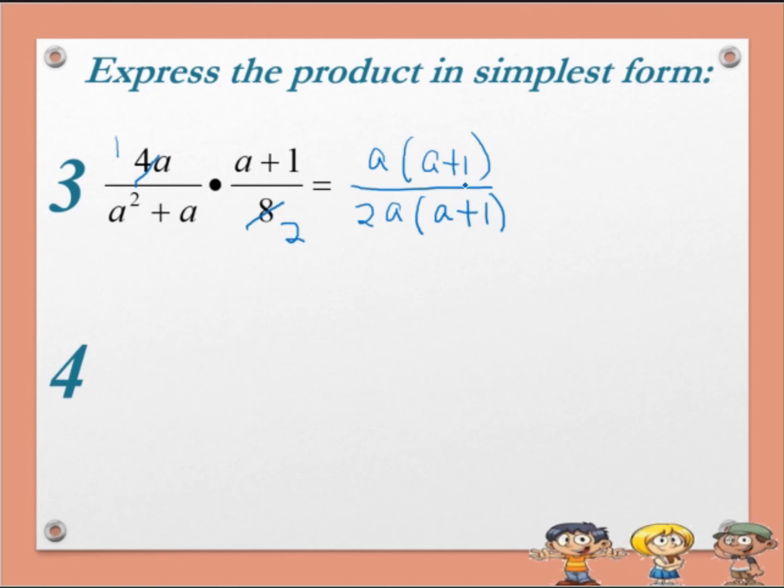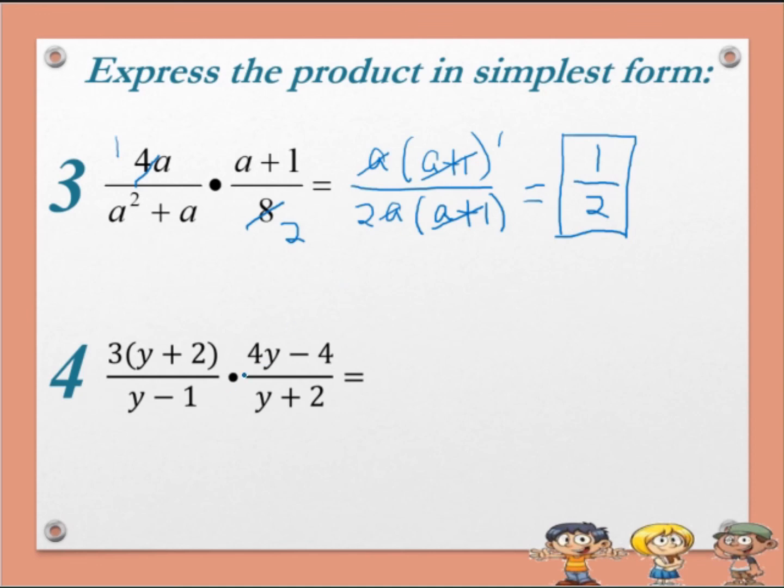Next, look what is left in our numerator and denominator. Is there any common factor? Yes, we still have common factor. a + 1 divided by a + 1 is equal to 1. Another common factor we have here, a divided by a is also equal to 1. So what's left in our numerator is 1, and in our denominator we have 2. The product now will be equal to 1 half.